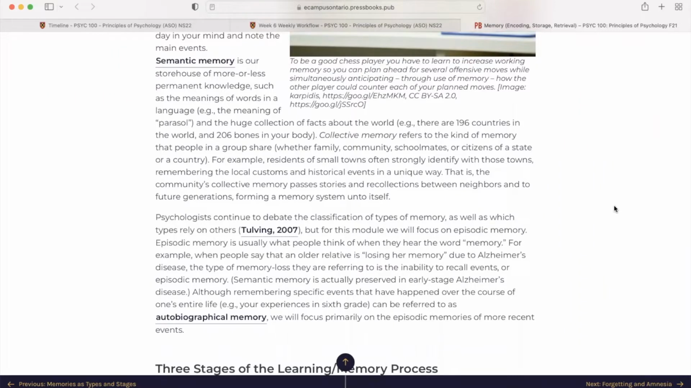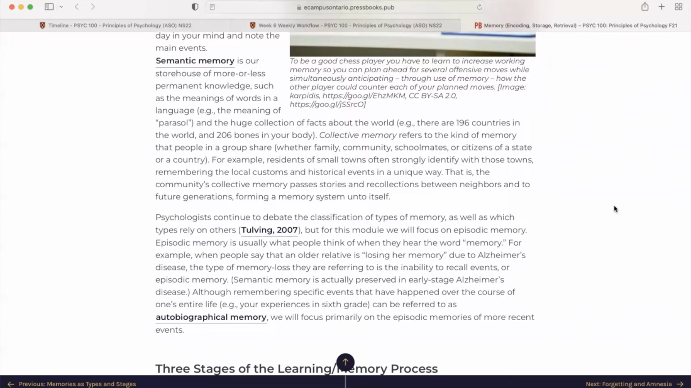Collective memory refers to the kind of memory that people in a group share, whether family, community, schoolmates, or citizens of a state or a country. For example, residents of small towns often strongly identify with those towns, remembering the local customs and historical events in a unique way. That is the community's collective memory, passing stories and recollections between neighbors and future generations, forming a memory system unto itself.